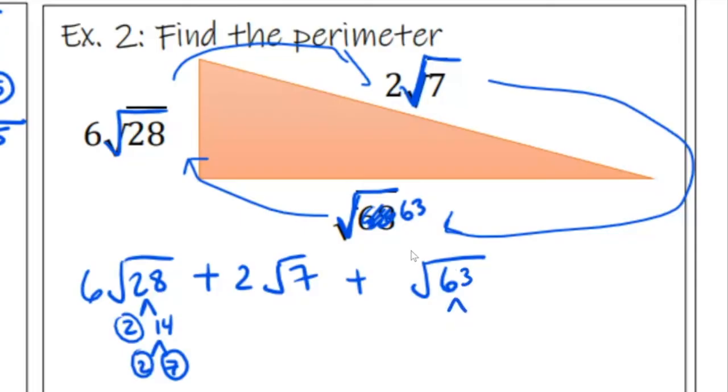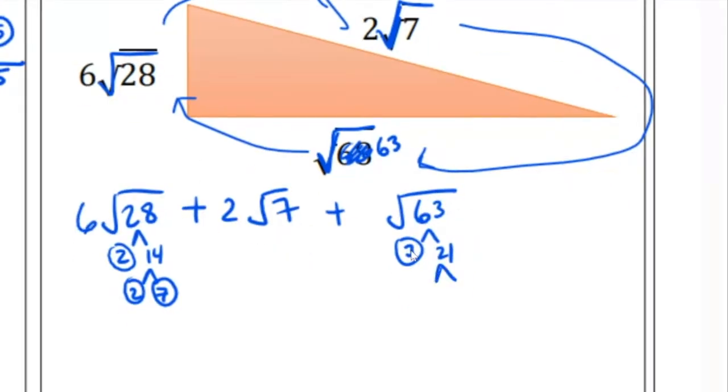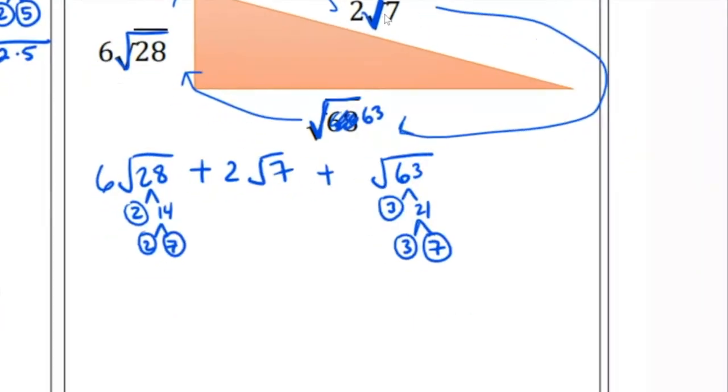All right. So 2 doesn't go into 63, but 3 does. 3 times 21. Yep, it's 63. And again, you can do that with a calculator. This is 3 times 7. Okay, so I'm done. So that's everything, right?